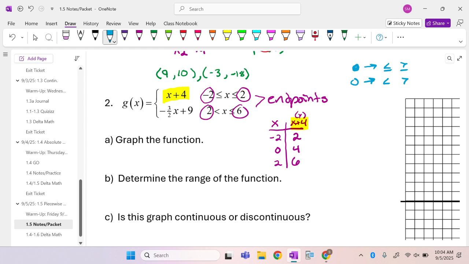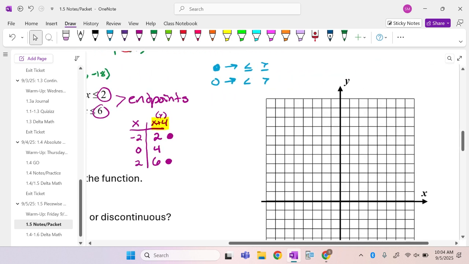Now, on my table, I usually like to mark what type of point it'll be so I know. So for -2, 2, will that be an open or closed circle point? It'll be a closed circle because of that equal to. What about for 2, 6? Closed circle. All right. So now I'm going to take a minute and graph that part of my function.